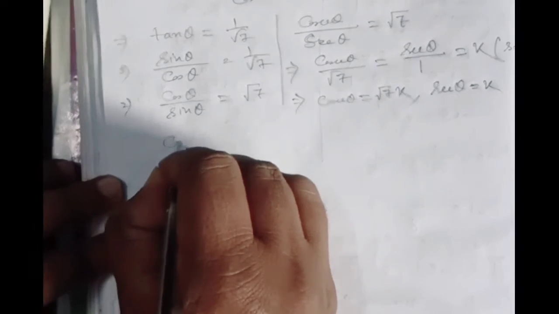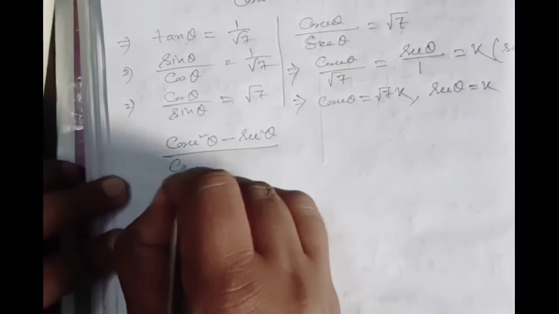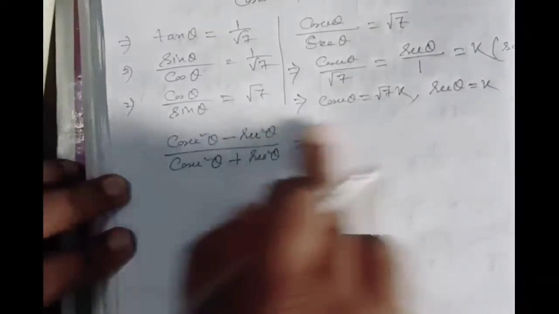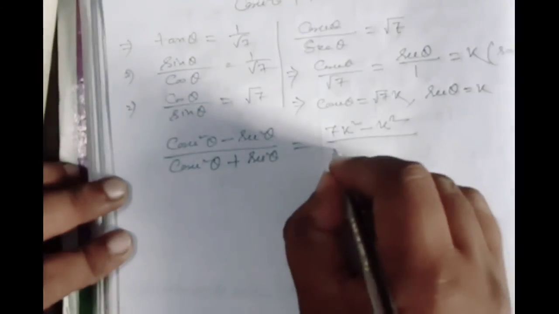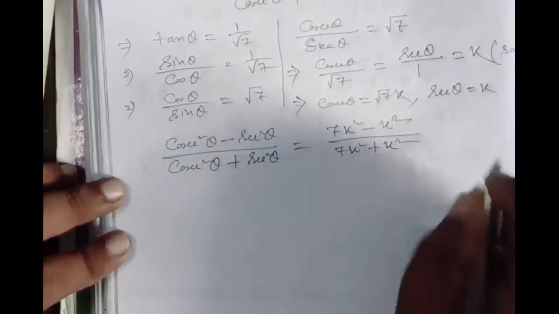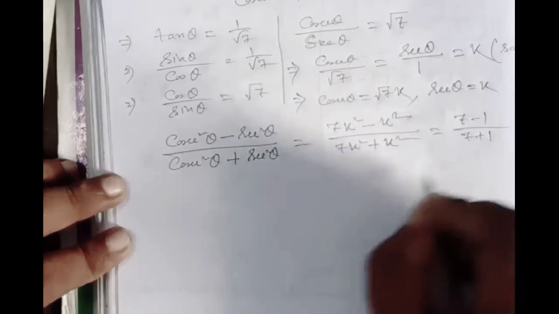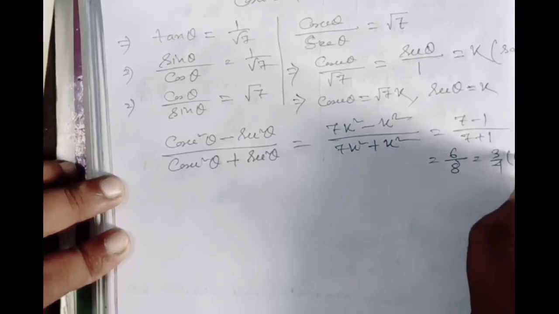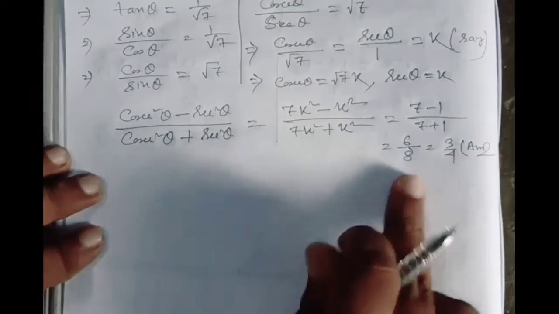Now cosec square theta minus sec square theta by cosec square theta plus sec square theta. Cosec square theta means 7k square, sec square theta means only k square. This is 7k square plus k square. Taking k square common, this is 7 minus 1 over 7 plus 1. So that's equal to 6 by 8, which equals 3 by 4, the answer. Okay, 3 by 4 is what we had to prove. Hope you were able to understand it.